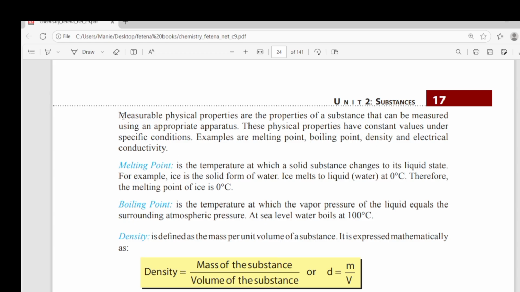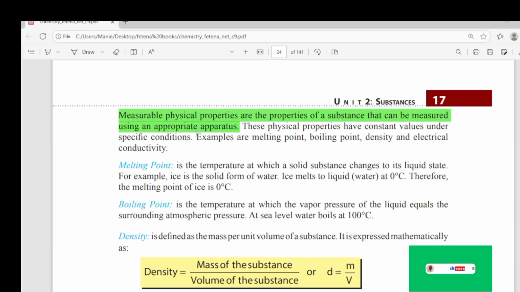All physical properties are not measurable, but the measurable physical properties are the properties of a substance that can be measured using appropriate apparatus. Yeah, we have to know this. Therefore, keeping this in mind, what are those measurable physical properties? They are melting point, boiling point, density and electrical conductivity.